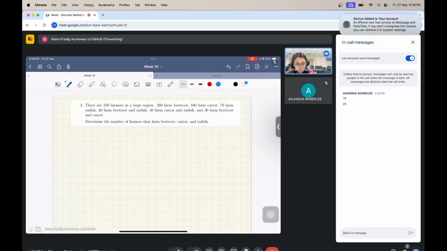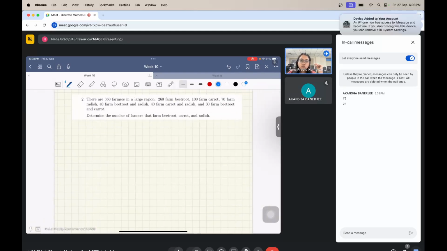Good. Now we'll do one example with three sets. You have 350 farmers in a region, so this is the set of all farmers, and you know that 260 of them farm beetroot. I'll call this B. Then there are 100 of them that farm carrot. I'll call this C. And then there are 70 of them who farm radish.